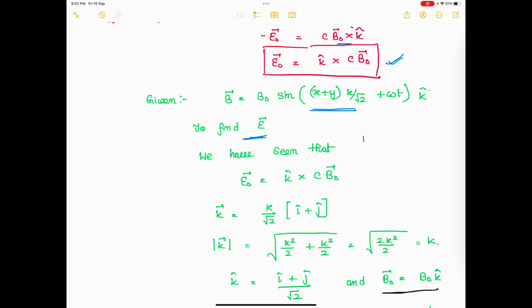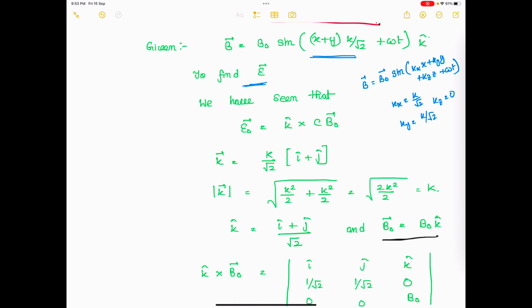How? Now B is actually written as B naught, which is a vector, sine of Kx x plus Ky y plus Kz z plus omega t. In this case we are always taking plus because this is the question which is given. So if I compare it, then we will get that kx is equal to k by root 2, ky is equal to k by root 2, and what is kz? That is 0. Nothing is given like that. Okay, so K becomes k by root 2 into (I cap plus j cap). Therefore mod K becomes k square by 2 plus k square by 2, which becomes k.